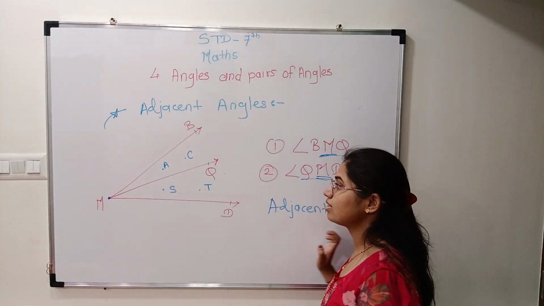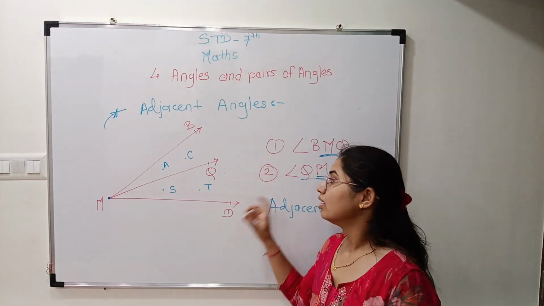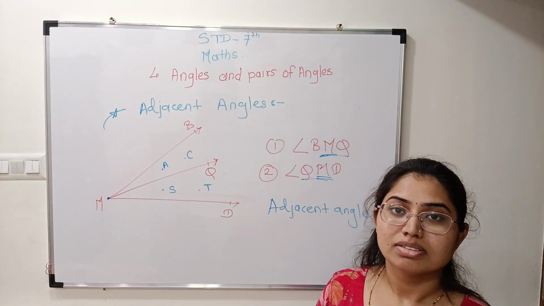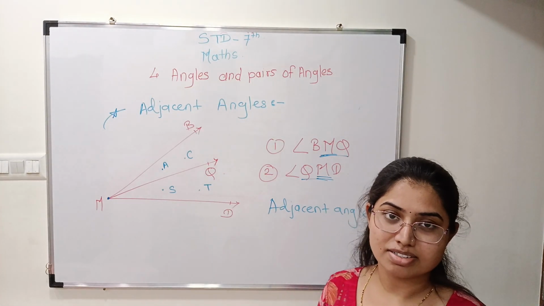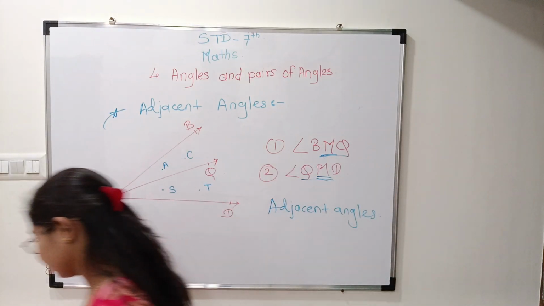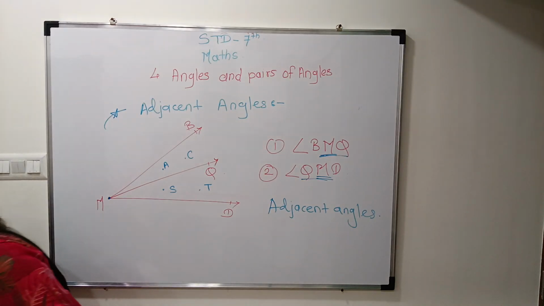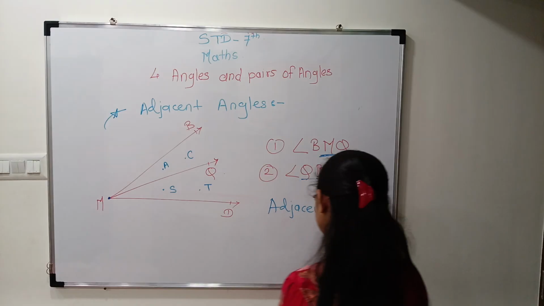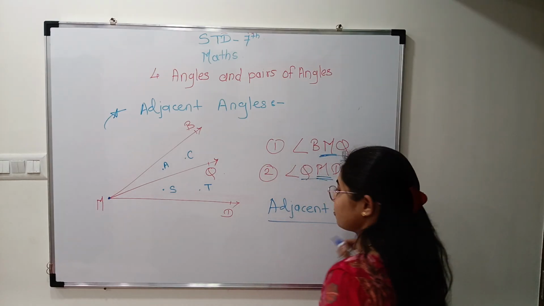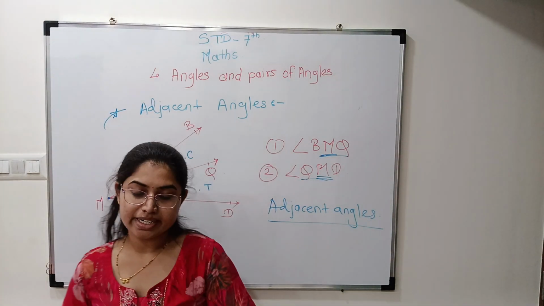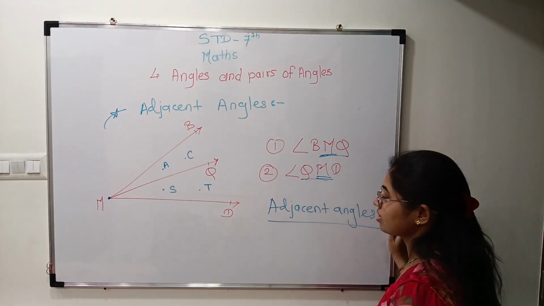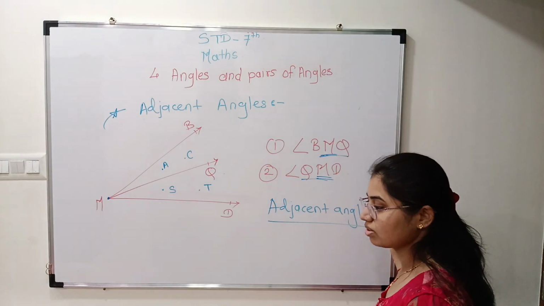So, what did you learn from this? That adjacent angles are the angles which are having common arm, common vertex, but separate interiors, right? Okay. Two angles which are having common vertex, common arm, but separate interiors are said to be adjacent angles. Everyone understood?